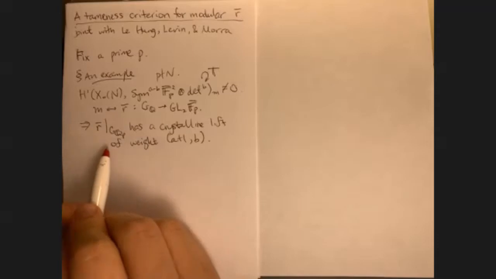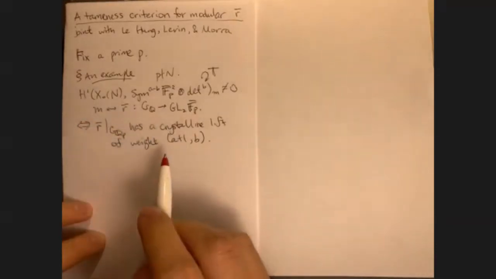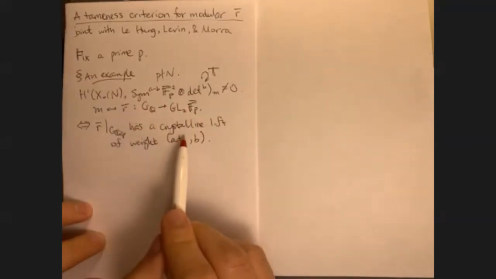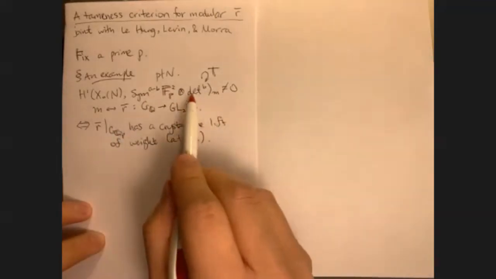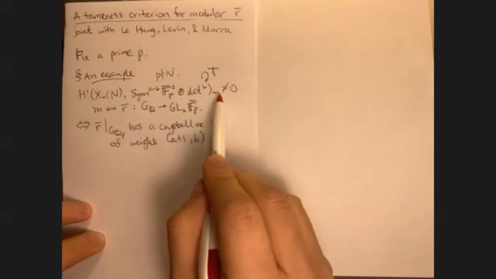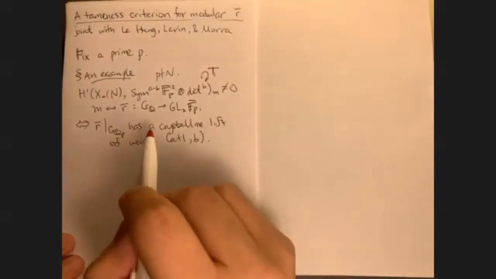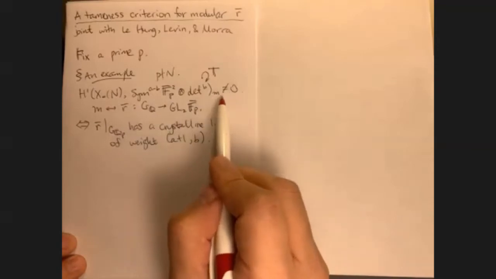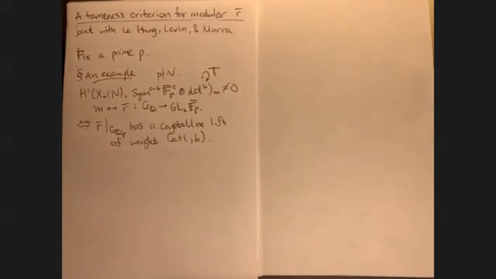This follows from a crystalline comparison theorem. The fact that it's crystalline reflects the fact that p does not divide n. And in fact, this is an equivalence. If some global Galois representation has a crystalline lift and it's odd and irreducible, then you'll be able to find this Hecke eigensystem in this cohomology space. This is maybe a little surprising at first glance, because this is a global property and this is a local property. The seemingly global property turns out to be purely local.